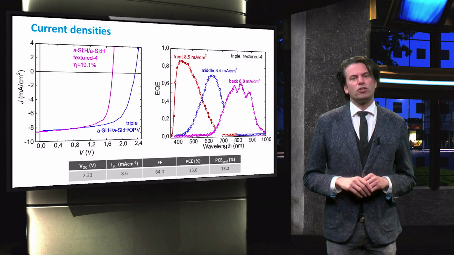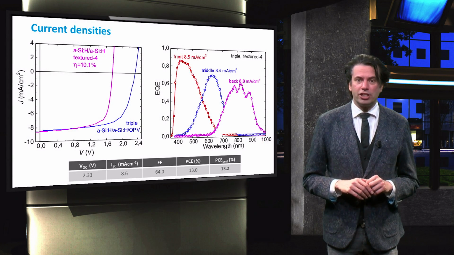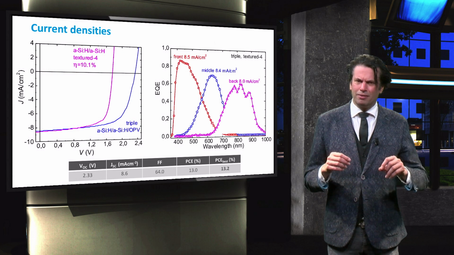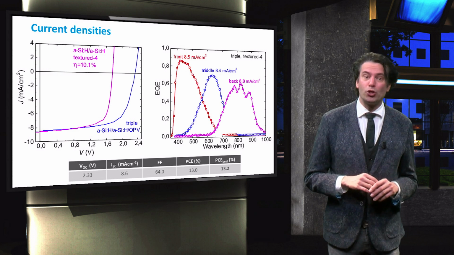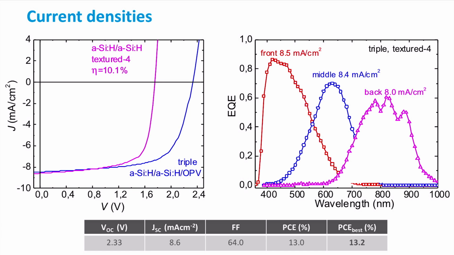In this graph, the typical JV curves of the amorphous silicon tandem cell as a reference and the amorphous silicon OPV triple junction are shown. A typical EQE of such device is depicted as well. The current densities are reasonably distributed over the three junctions, so are close to current matched. The maximum conversion efficiency obtained is 13.2%.